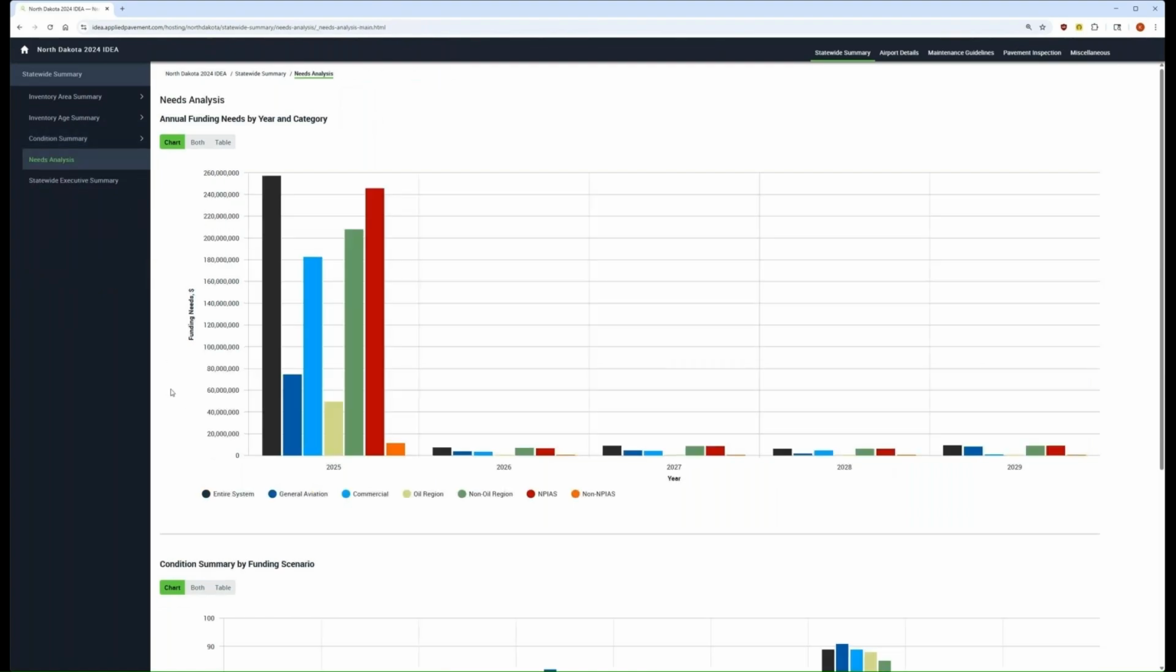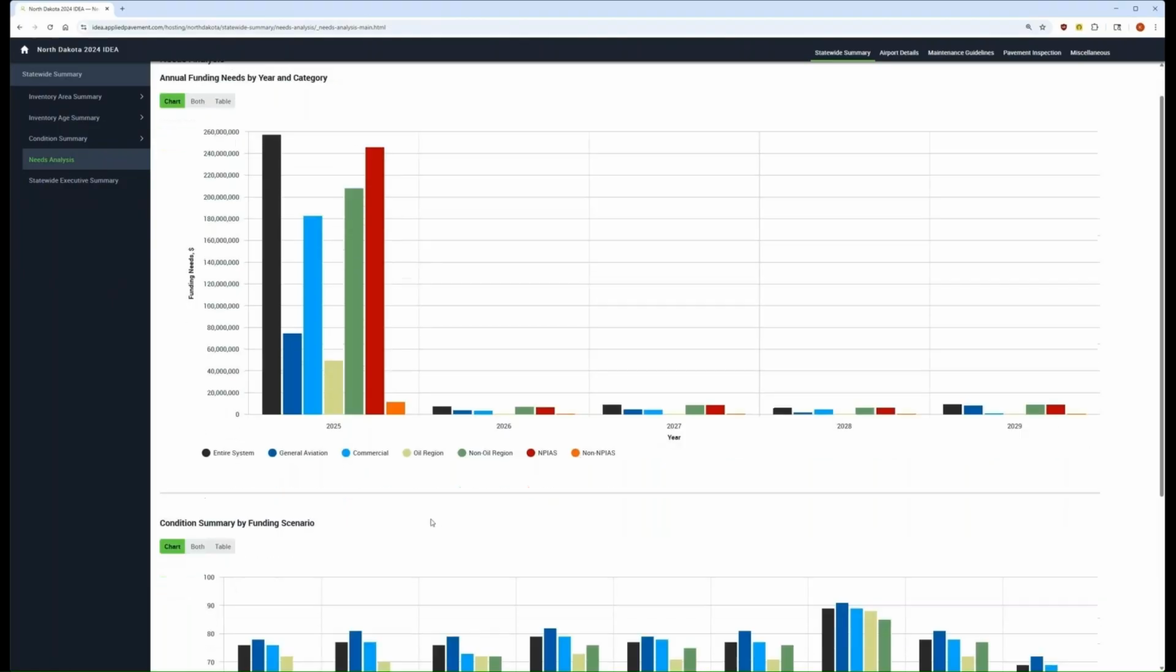The last tab here that's really pertinent is the annual funding needs by category of work. You look at 2025, the first year in our analysis, we did perform a 5-year capital improvement need analysis, and this is an unlimited funding needs. You can see overall, the entire system in this first year was still identified as needing 257, or roughly $258 million. And you will see that this is broken out by general aviation, by the entire system, whether it's a commercial service airport or not, as well as by funding eligibility and oil region.